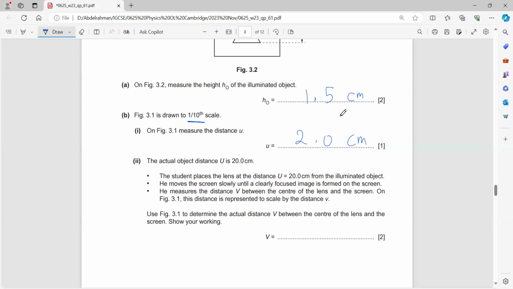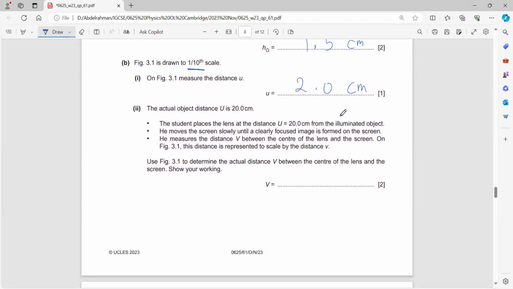But in your actual exam, all of you have to get the same reading. There's no range in the actual exam, especially in these measuring questions. We all have the same ruler, the same paper, and the same printing. We will all have the same measurements. So please, while measuring in the actual exam, be very, very careful while taking the readings.